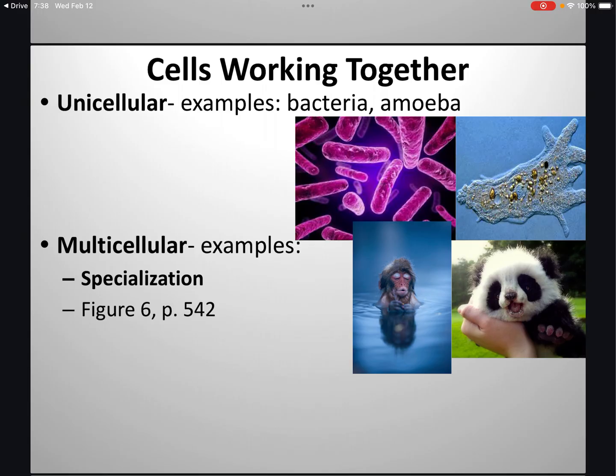And if an organism is multicellular, they're going to have cells that are specialized. They're going to be specifically able to perform certain jobs that organism needs to have done. We are multicellular organisms. We're made up of trillions of cells, and those cells are specialized, each of them working together for the good of the whole entire organism.